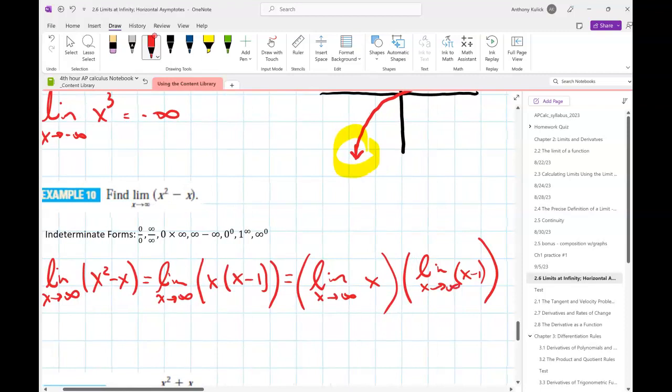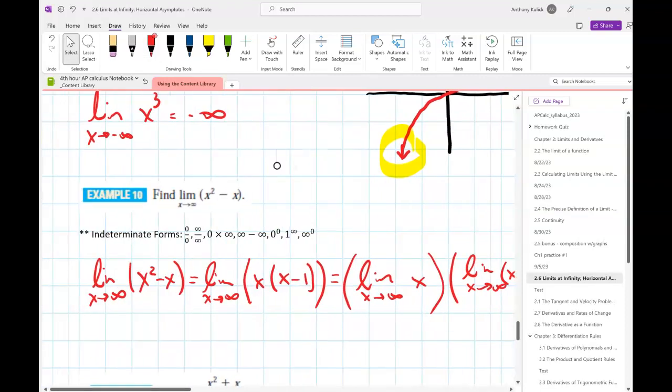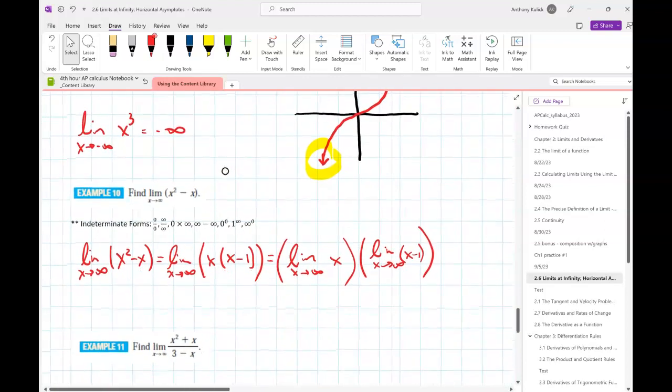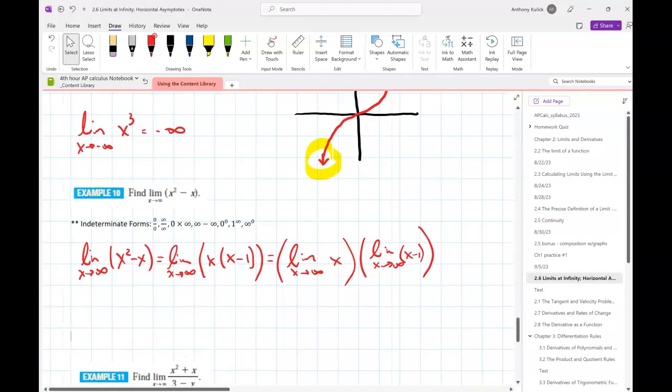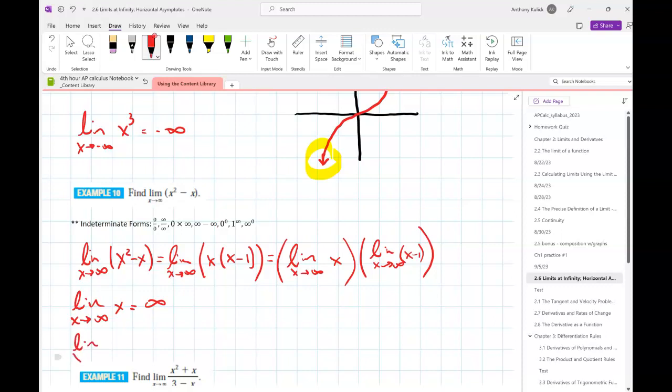So if I do the limit as x approaches infinity of x, what's that have to be? Just infinity, right? If you think about the graph of y equals x, it's just pointing up and to the right. What if we do the limit as x approaches infinity of x minus 1? It's also infinity, if I think about the graph of y equals x minus 1, just a graph pointing up to the right.